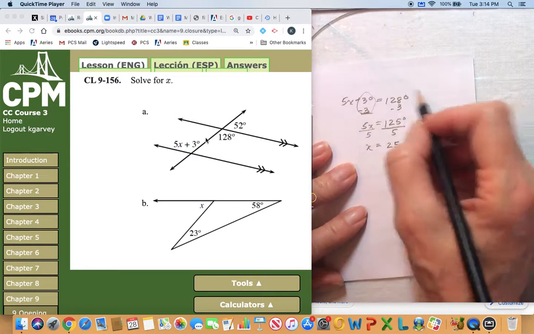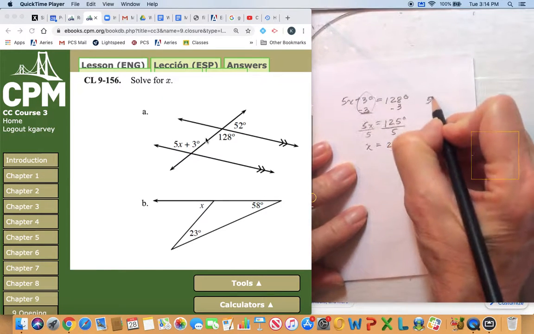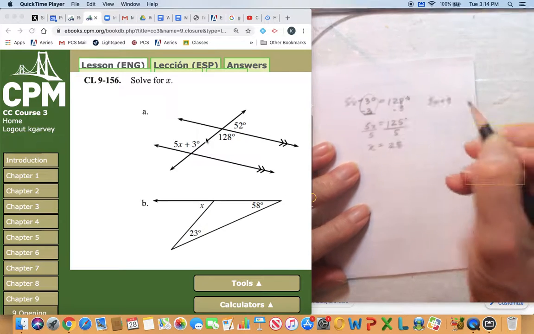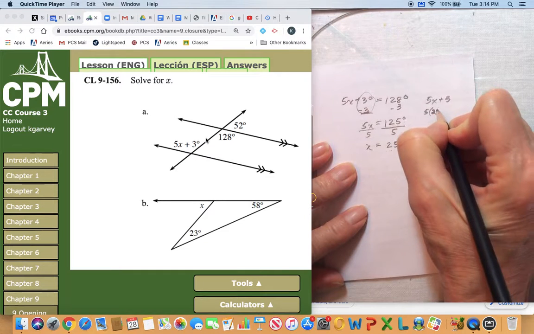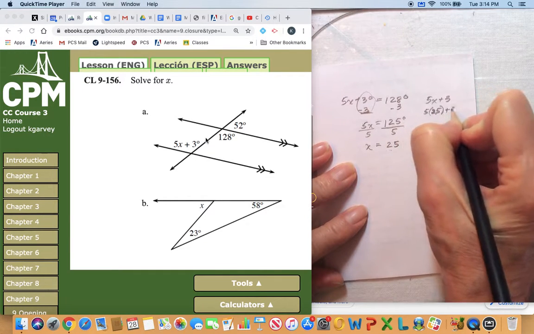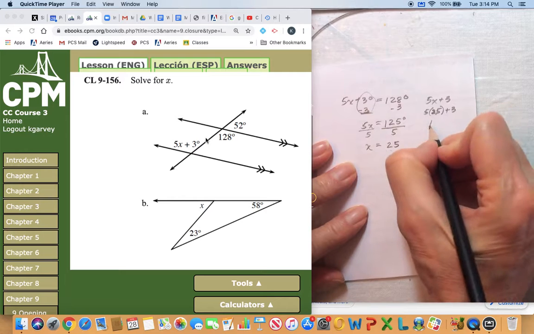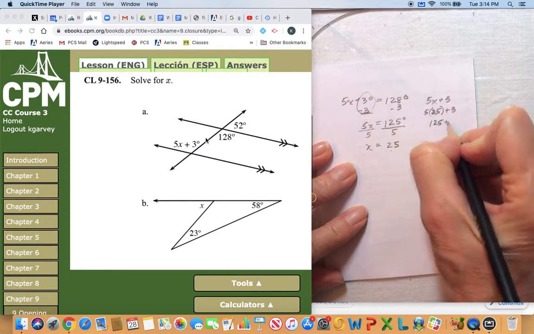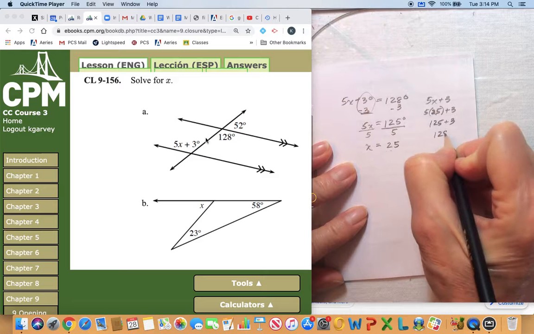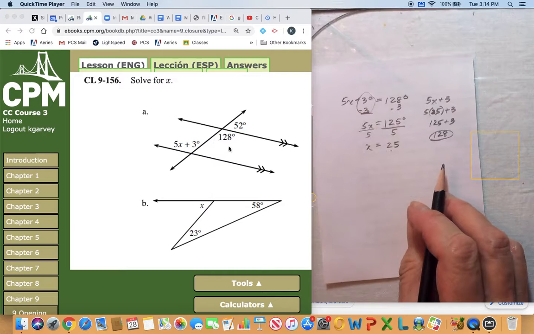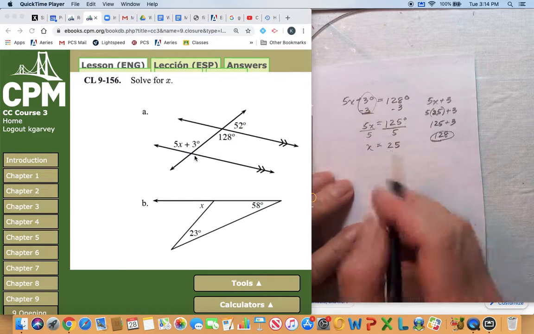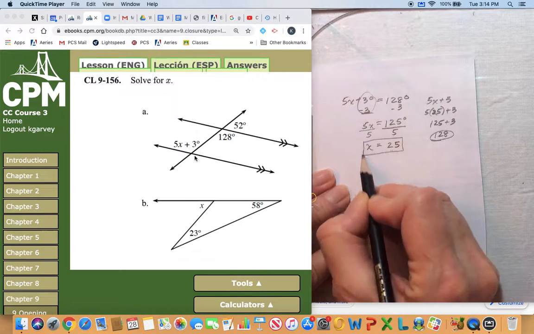So if we wanted to, we could plug that in to 5x plus 3 just to check that. 5 times 25 plus 3. 5 times 25 is 125, plus 3 is 128. And 128 is the same as our alternate interior angle over here, 128. So these are both equal. So x is equal to 25.